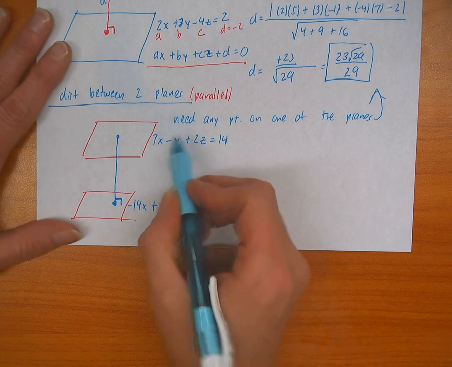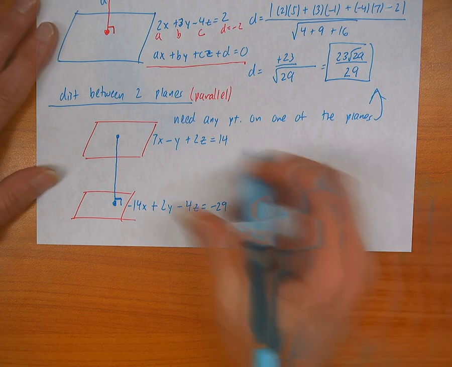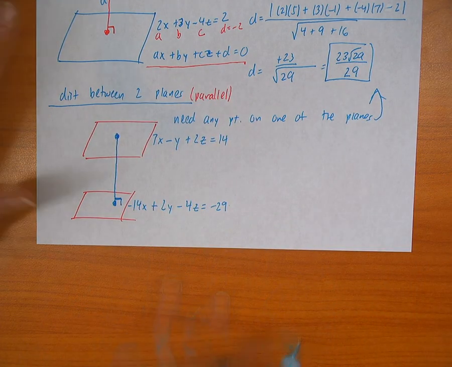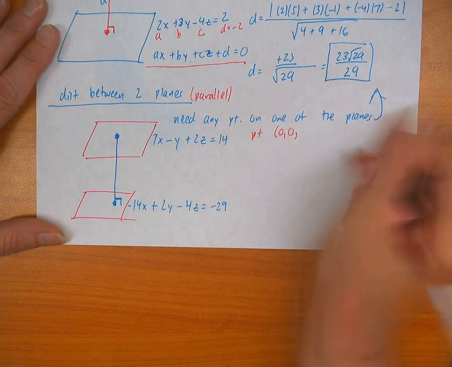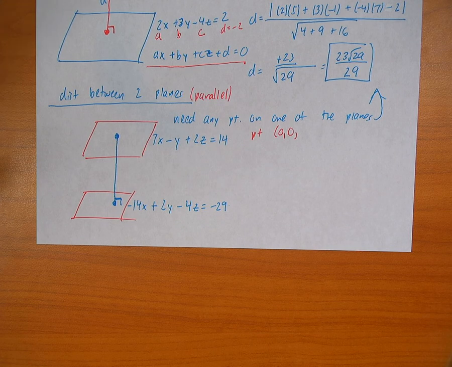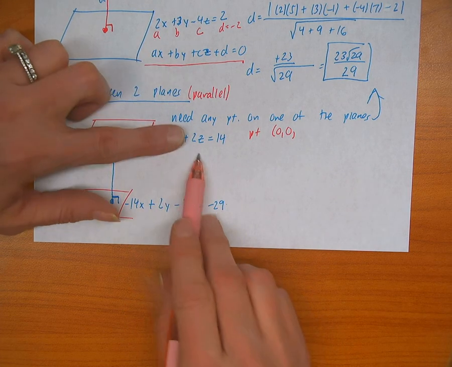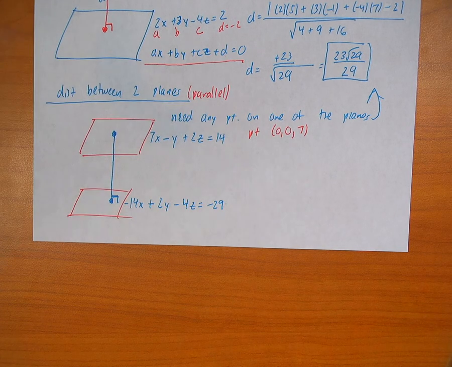So these are parallel planes. And once we know that they're parallel planes, we can do what I was just saying. We need any point on either one of these planes. My suggestion is to make a point where two of your values are 0. So I'm just going to say, well, x is 0 and y is 0. What would z have to be in order for this to be true? If this was 0 and 0, z would have to be 7. So make two of the values 0, and then figure out what the third one would need to be on the plane.